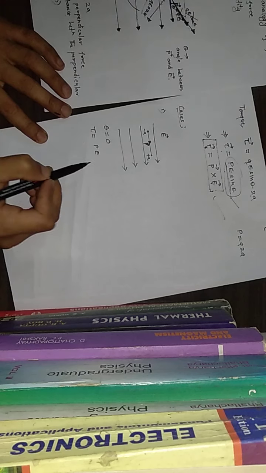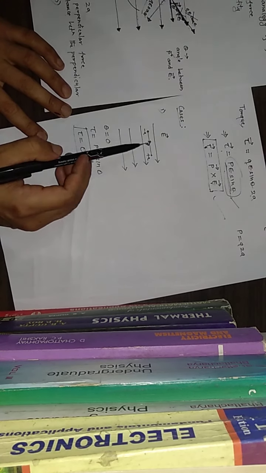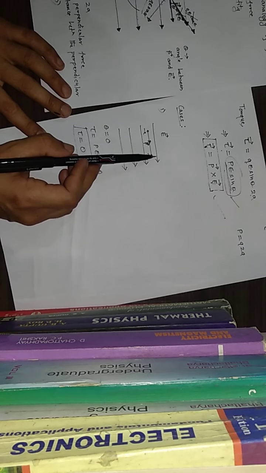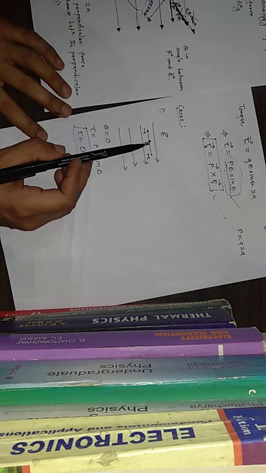And what will be my value of torque? The magnitude of the torque in this case will be PE sine 0. And sine 0, we know, is 0. So torque will be 0. That means when I place a dipole in an electric field this way, such that the electric dipole moment and electric field are directed in the same direction, then this dipole will not experience any torque. That means this dipole will not rotate in this case. It will stay like this forever.